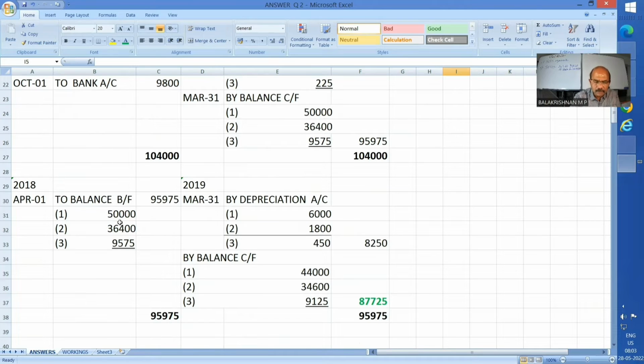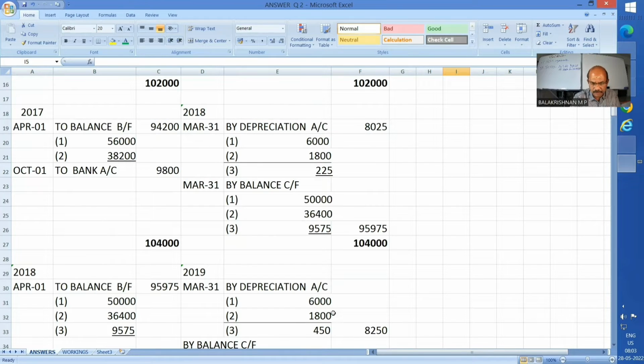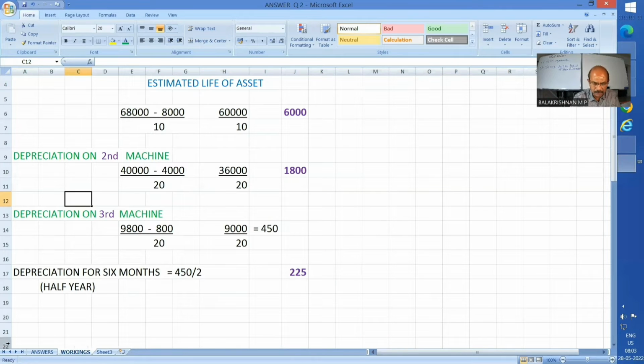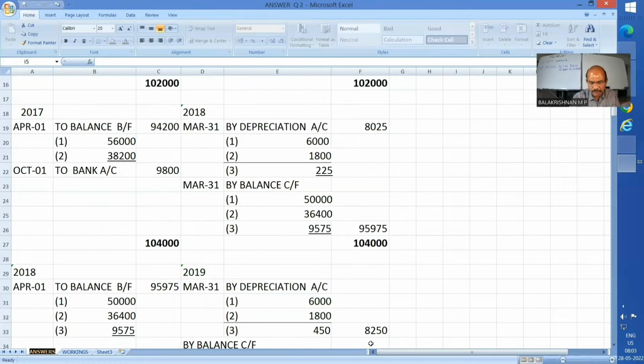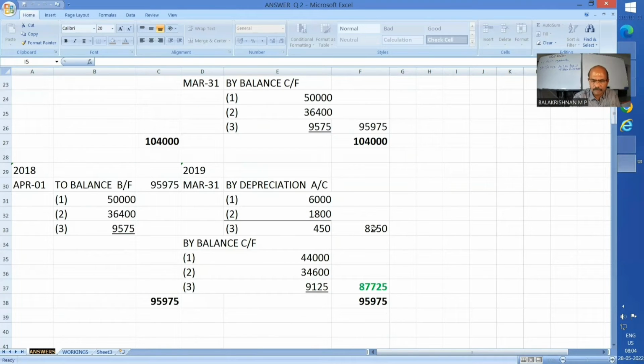So depreciation for all 3 machines. First machine, how much is it? We have already calculated 6,000, 1,800. However, in respect of the third machine, in this particular year it served the full year, and so the full depreciation for the year applies. What is the full depreciation for it? 450. So therefore, we have taken it, and the total comes to 8,250. Fine. Now balance the account. Total the heavier side. Put the total across. Find the difference. I find it 87,725.